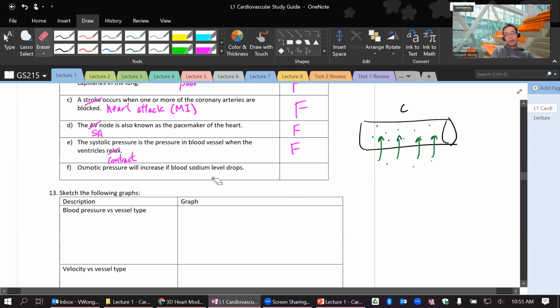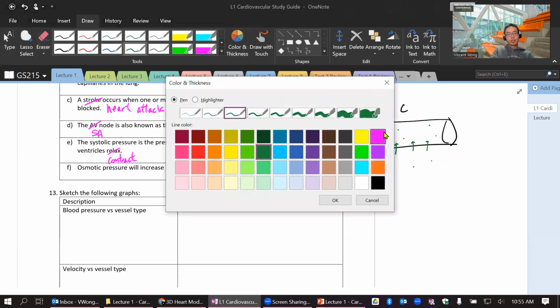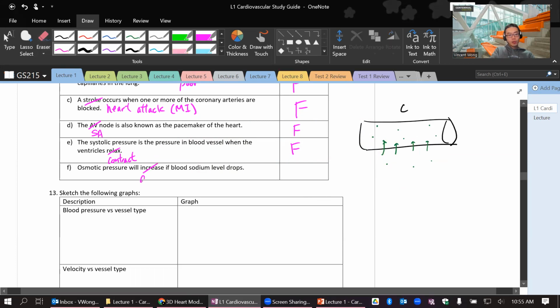If you have lower blood sodium, then you will have less dots on the inside, right? Fewer dots. So now the difference is not as drastic, then you won't be bringing in as much fluid. I mean, you will still be bringing in some, but not as much. So if you drop the sodium level, the osmotic pressure will actually decrease. So that's false. That's why people who have hypertension should cut down on their sodium level, right?